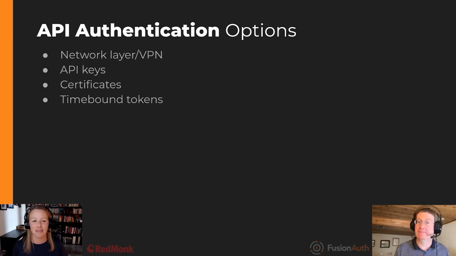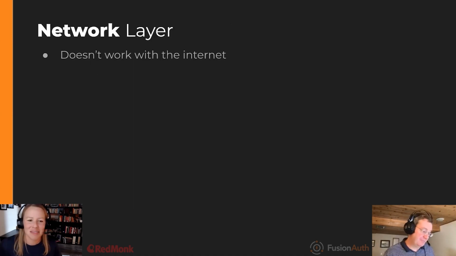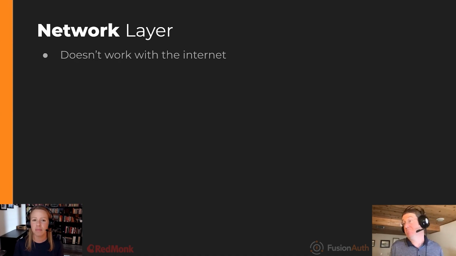I'm going to go over each of these in depth, so I'm not going to read this. I hate when people just read slides, but I wanted a summation slide. The network layer is where you're controlling access based on MAC address or IP, or whether someone is logged in with a VPN. It's an okay solution if you are within your corporate firewall and you have that level of control. But as soon as you step outside of the corporate intranet, then you can't use this essentially as a way to authenticate APIs.